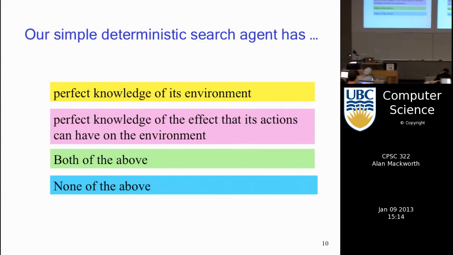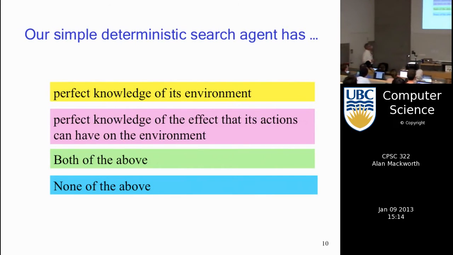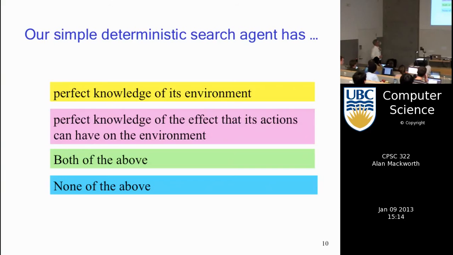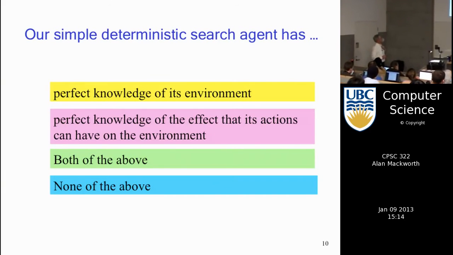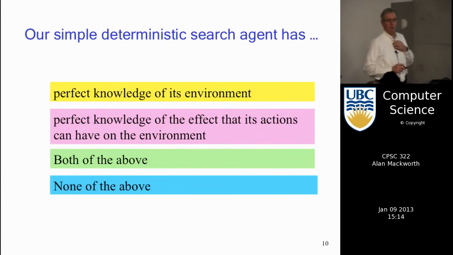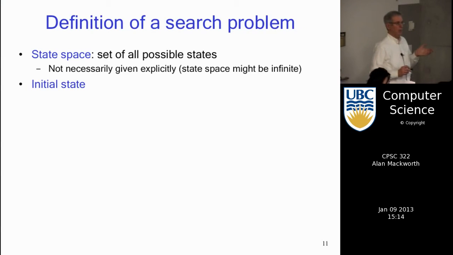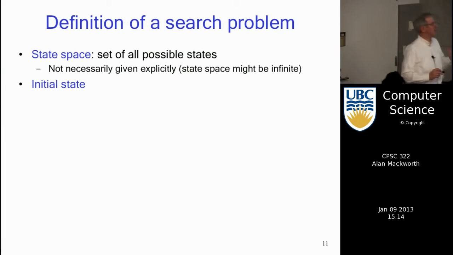So let's check out your card situation. A perfect, simple deterministic search agent has perfect knowledge of the environment, perfect knowledge of the effect that its actions have, both of the above or none of the above. So whip out a card. Let's move right on here. If you were awake for the last slide, you got this one right. Yeah, green is good. Thank you. I'm not going to pick on people to explain why you got the wrong answer. That wouldn't be fair. But if you didn't get what I got, you might go back and look at the slide more carefully, or ask me.